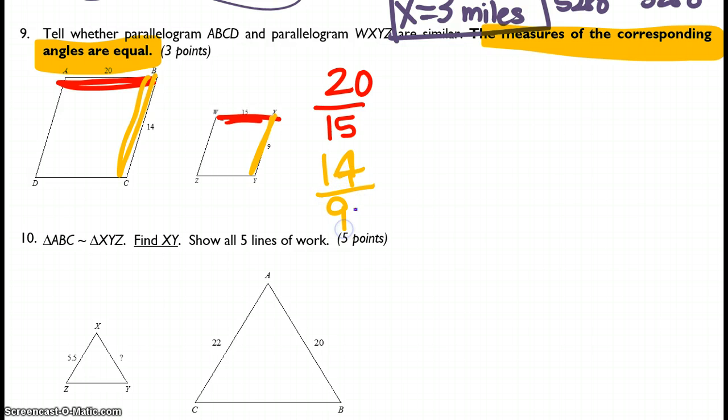14 over 9. So I need to simplify these to see if they're proportional. So I'm going to divide the top and the bottom by 5, and I'm left with 4 over 3.